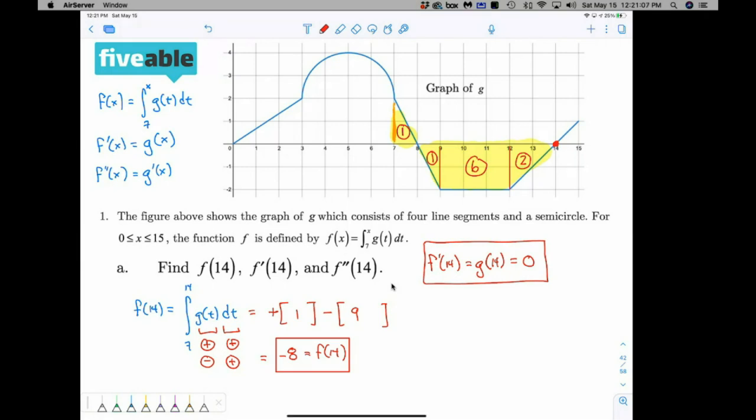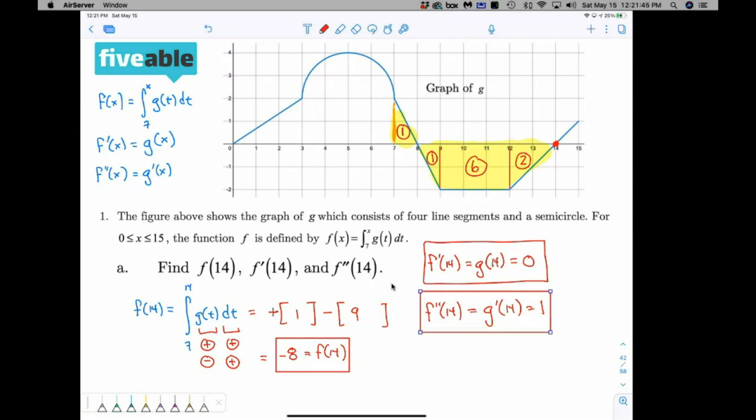And then the last answer we're looking for is f double prime of 14. But again, remember how we set this up in the beginning. f double prime is equal to g prime. So this is going to be g prime of 14. g prime of 14 refers to the slope of this graph. The derivative of g is the slope of this graph. So now we're looking for the slope in this region right here. Well, that's linear. That's why they're telling us we've got line segments, so we can read the linear graphs. Looking at that, we've got a rise of 1, a run of 1. This is going to be a slope of positive 1. So we know f double prime of 14 is equal to positive 1.